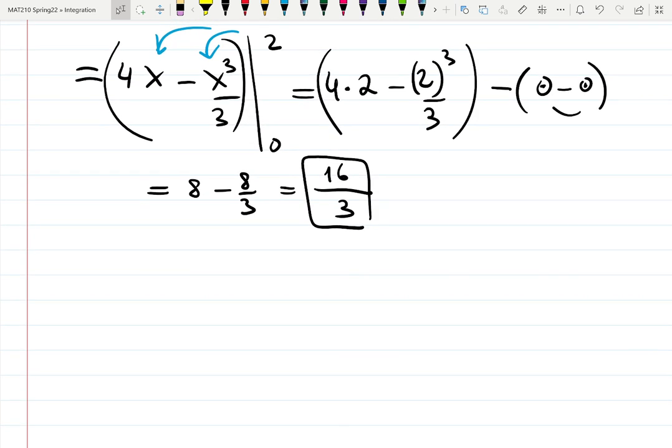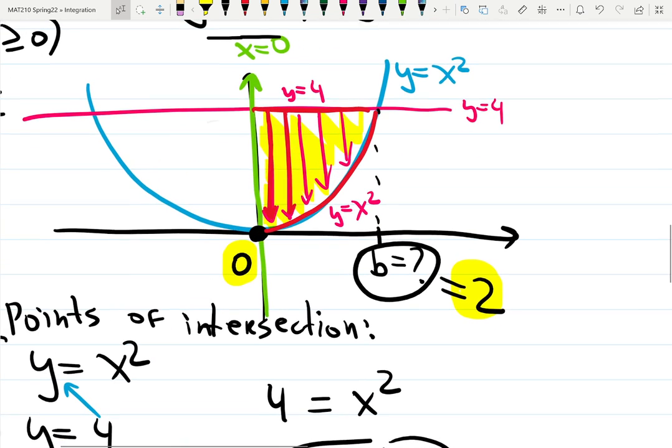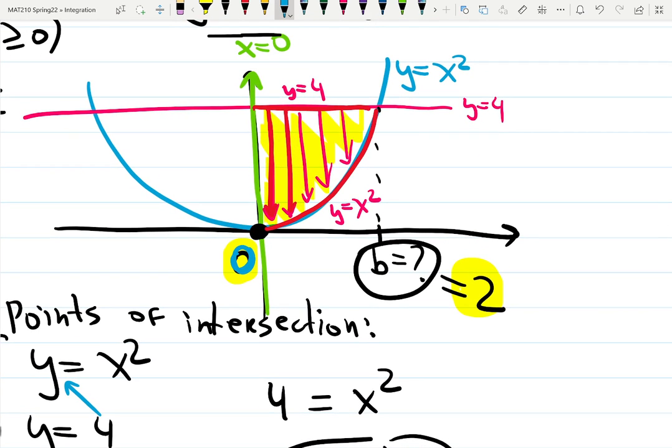Where did the 2 and 0 come from? 2 and 0 are these, A and B. So we're going from A to B. And B we found from the intersection of 2 functions.